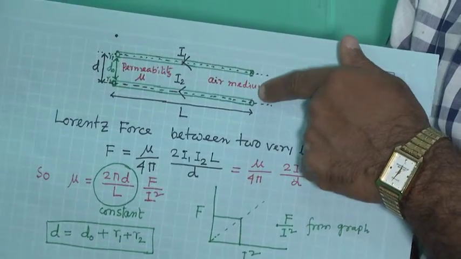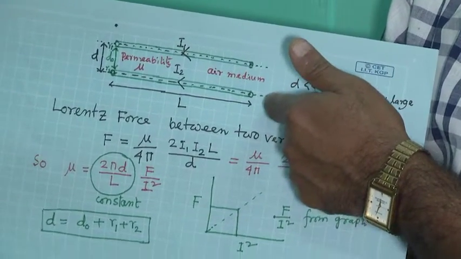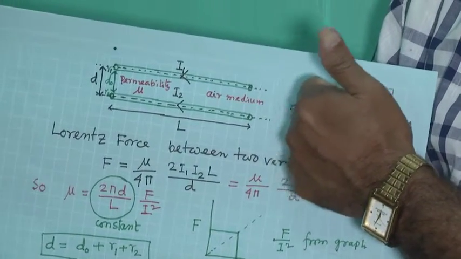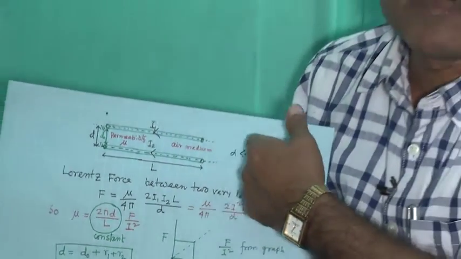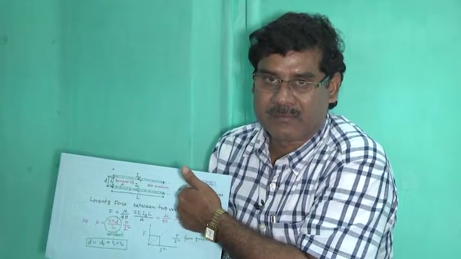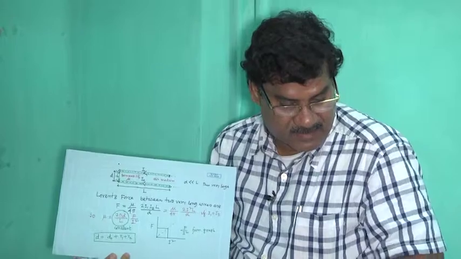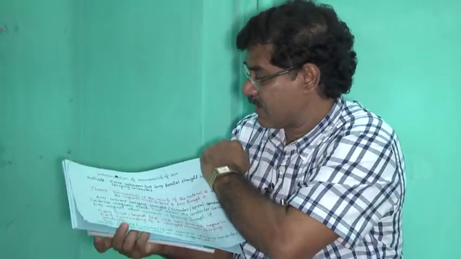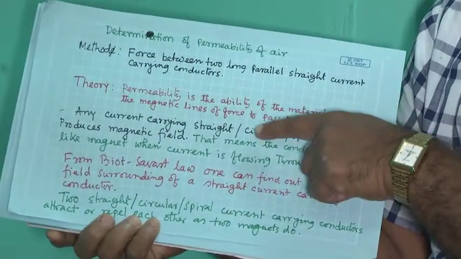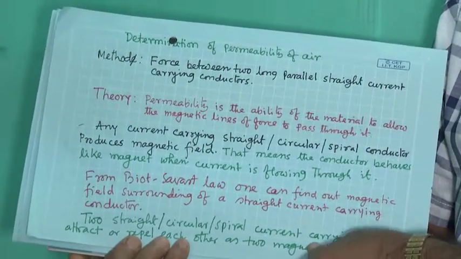So, here we have an air gap. Basically we have an air medium. So, air medium has permeability. Okay. Whenever a magnetic field passes through a medium, that property of the medium is expressed by permeability, as I told earlier. This permeability is the ability of the material to allow the magnetic lines of force to pass through it. Okay.